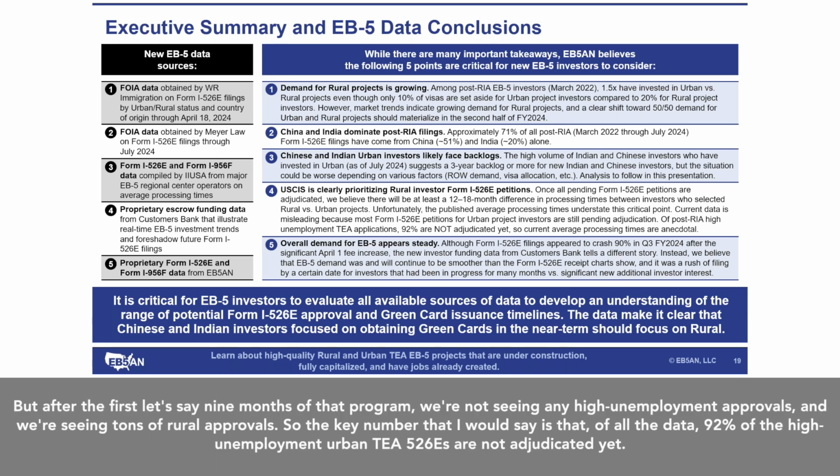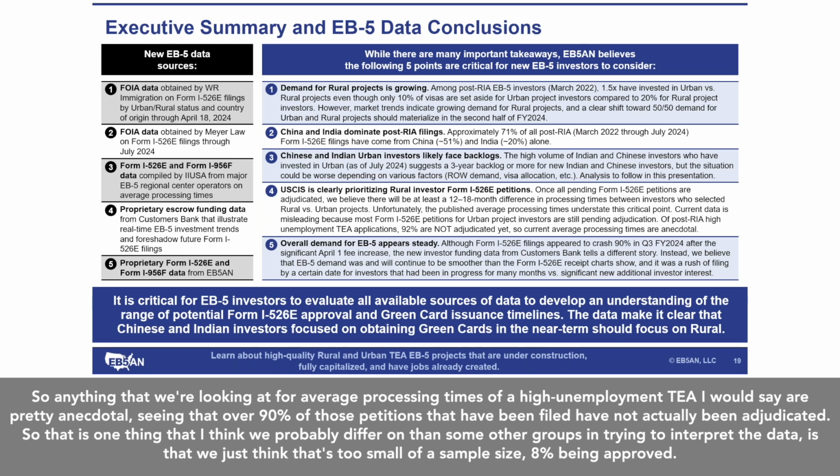But since after the first, let's say 9 months of that program, we're not seeing any high unemployment approvals, and we're seeing tons of rural approvals. So the key number that I would say is that of all the data, 92% of the high unemployment urban TEA I-526Es are not adjudicated yet. So anything that we're looking at for average processing times of a high unemployment TEA, I would say are pretty anecdotal, seeing that over 90% of those petitions that have been filed have not actually been adjudicated.